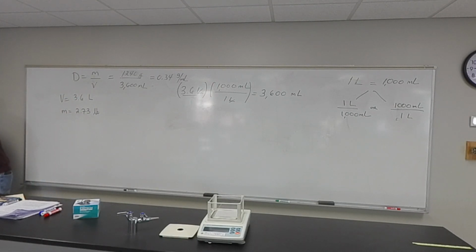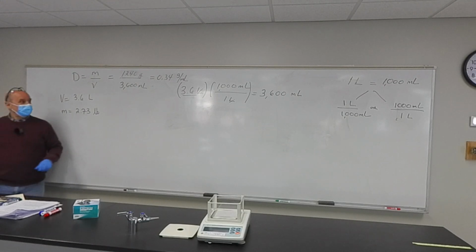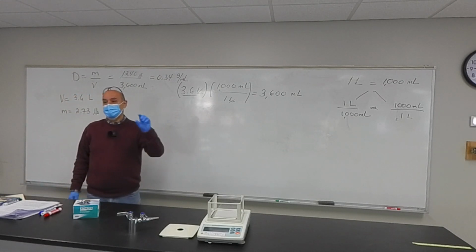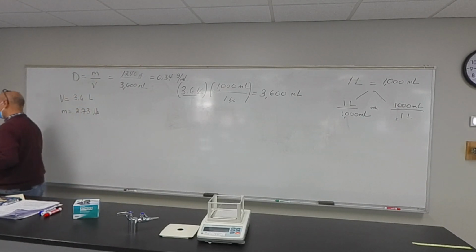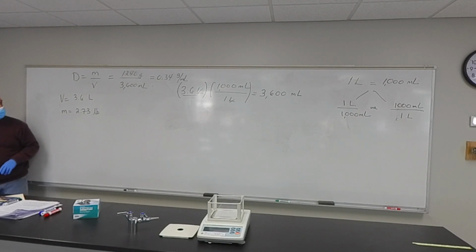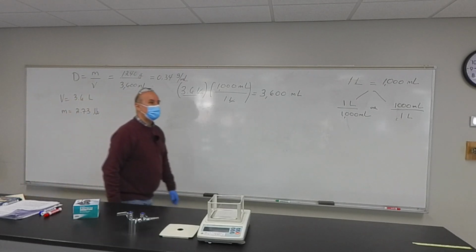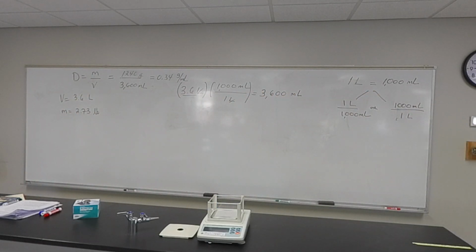Okay, so that's two significant digits. My only worry is that I used 454 grams to a pound, which may not be exact. Let's see what happens when we enter the answer. 0.34. I can't see. 0.34. So we got it right. And they did exactly, oh, they used 454. That's why we got it right.